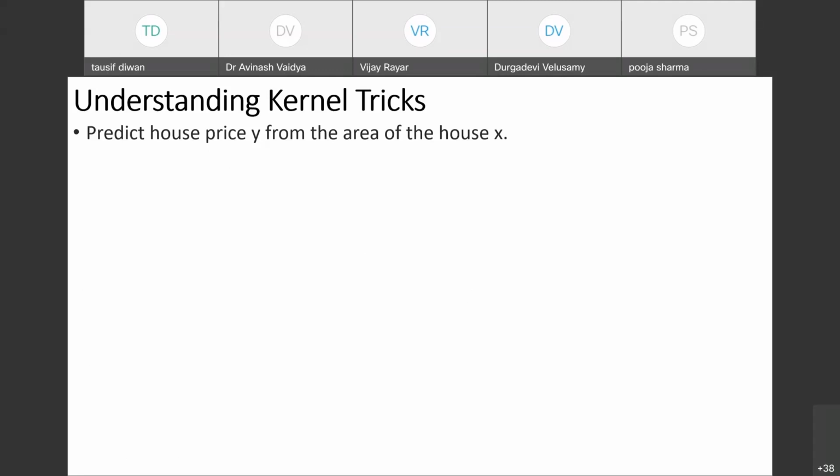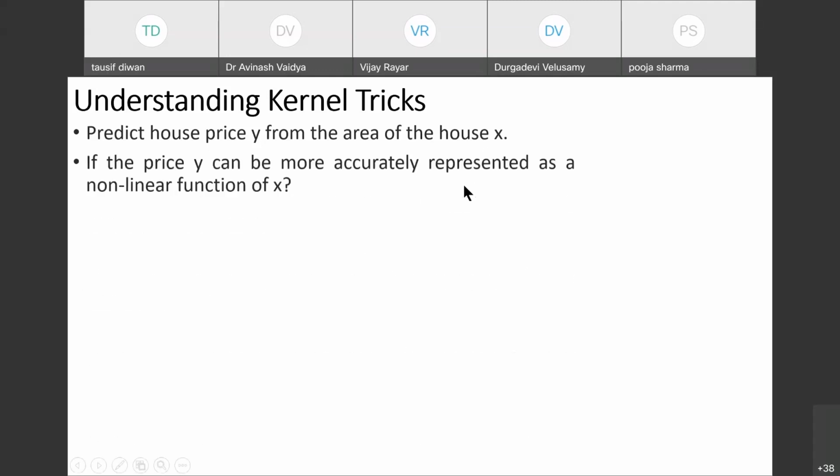Now suppose the data is not linearly separable, meaning y is not a linear function of x. Then what will you do? If the price y can be more accurately represented as a non-linear function of x, what do we mean by this? It means something like a multiplied by x cube plus b multiplied by x square plus c multiplied by x plus d. This is nothing but the non-linear representation in terms of variable x. Then how can you achieve this using kernel tricks?